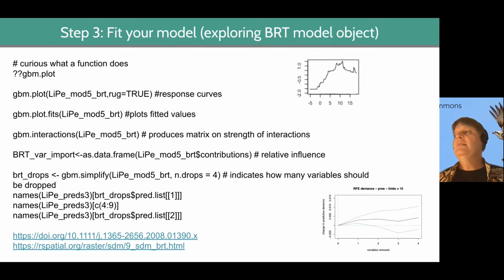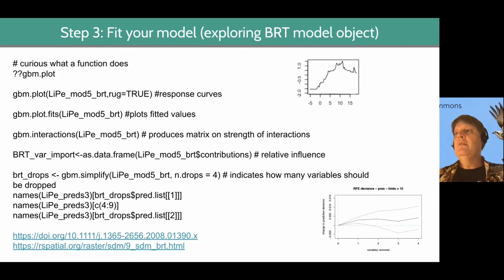So again, you can do all kinds of things to explore that model object. Within the model object, you can use this function called gbm.plot. And if you set rug to true, it gives you an understanding of the distribution of the data. But you can see, well, does it make sense that as this environmental variable rises, my probability of occurrence increases?